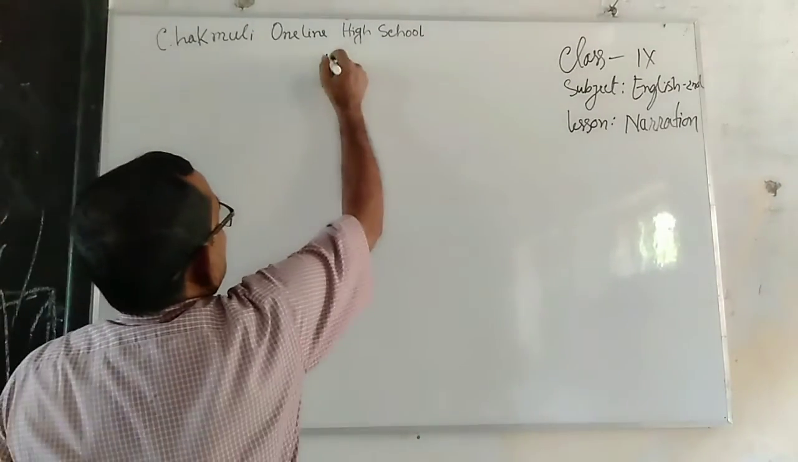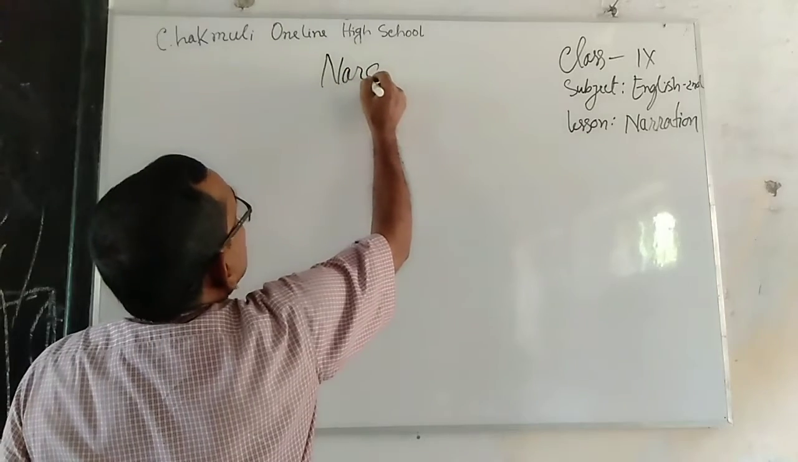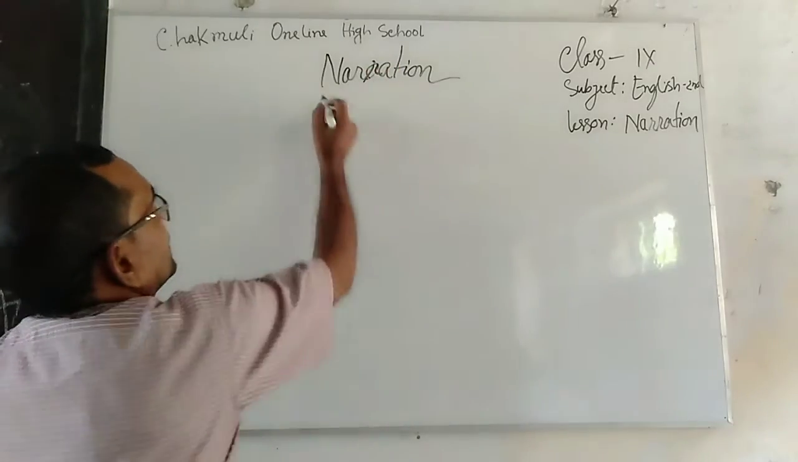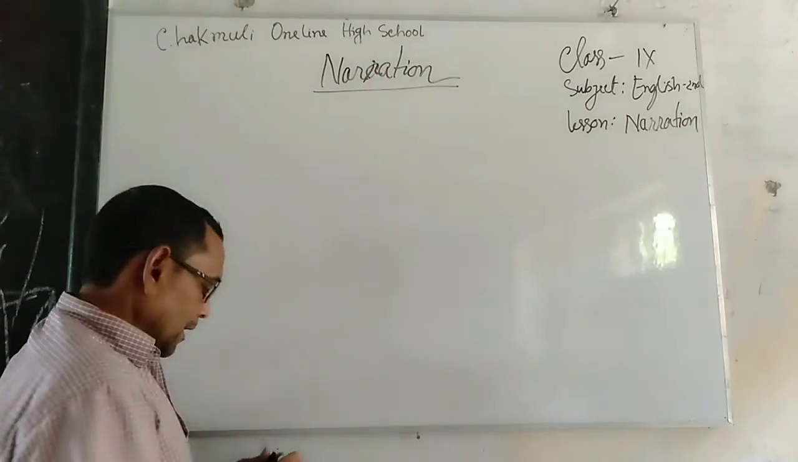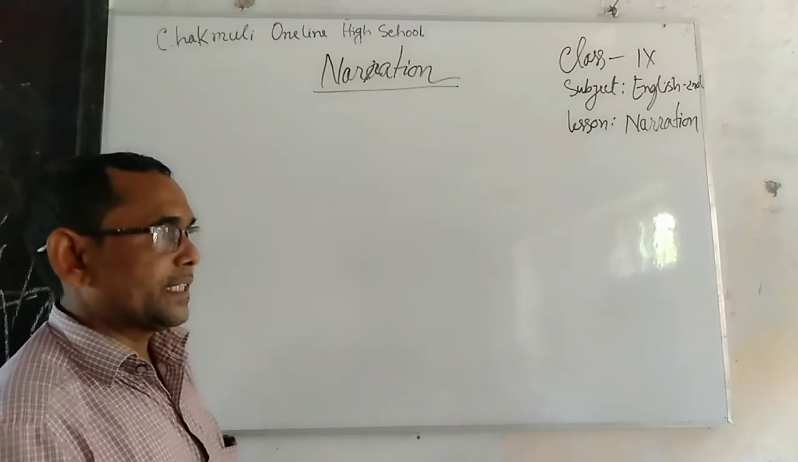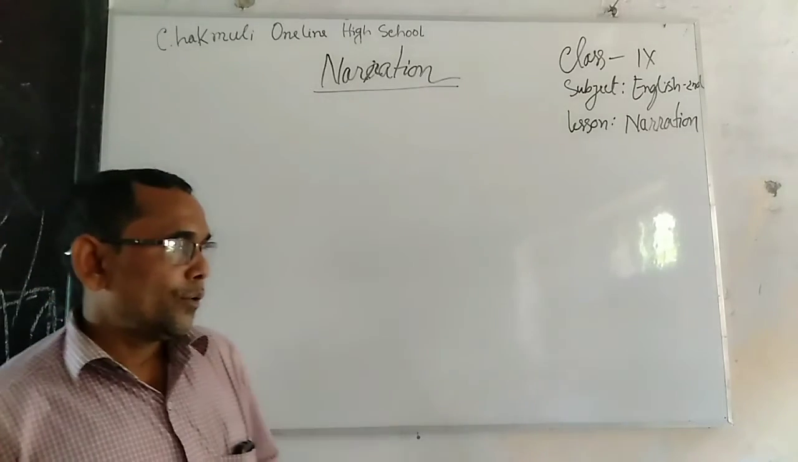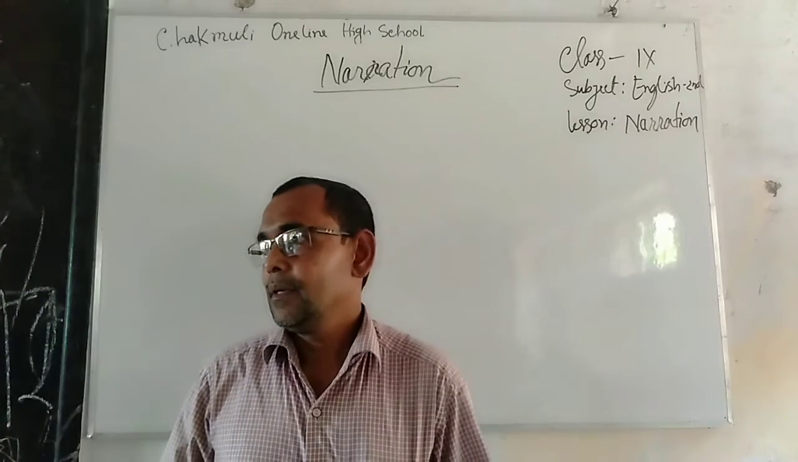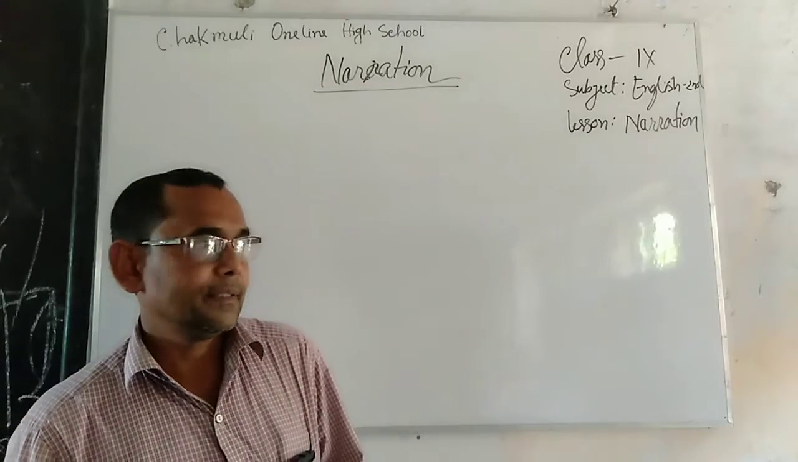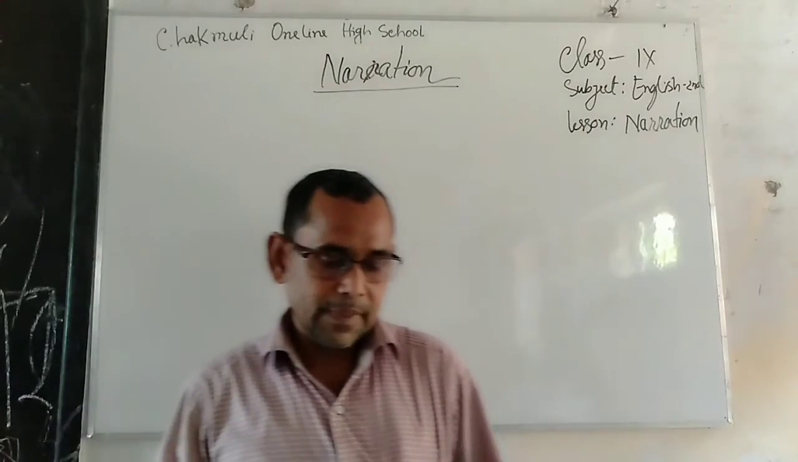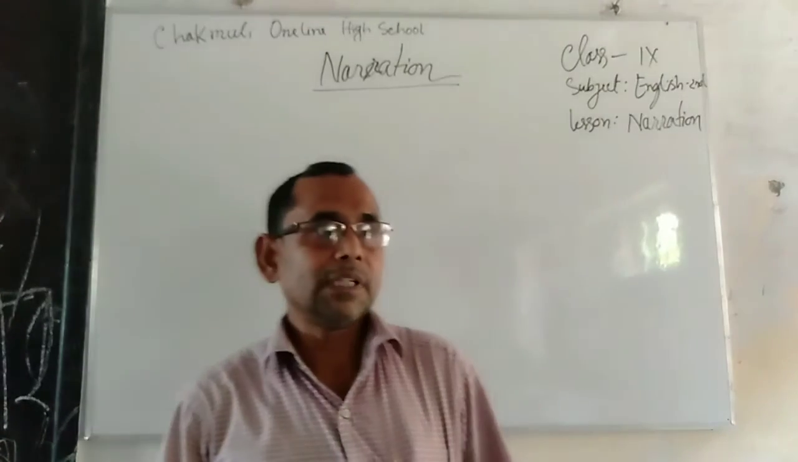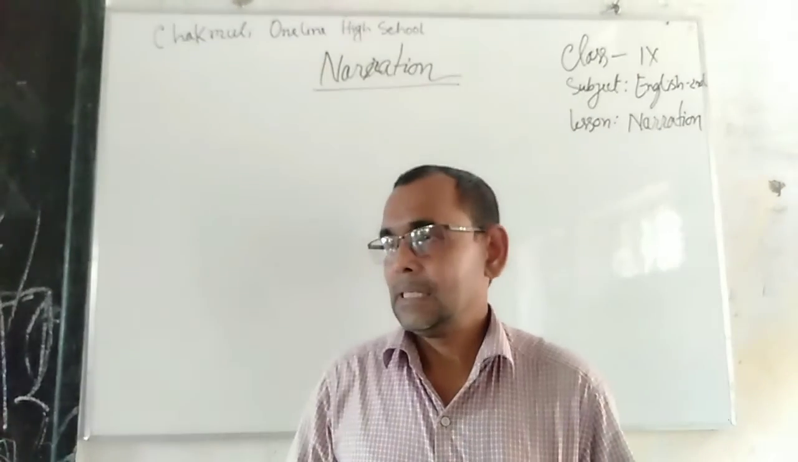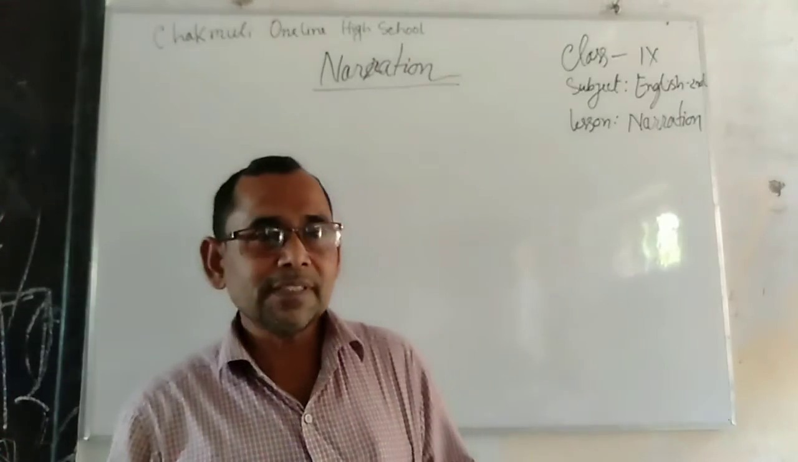Narration. If I want to discuss narration, we will have to know sentences. There are five kinds of sentences: assertive, interrogative, imperative, optative, and exclamative. All these sentences that include speech are called narration.